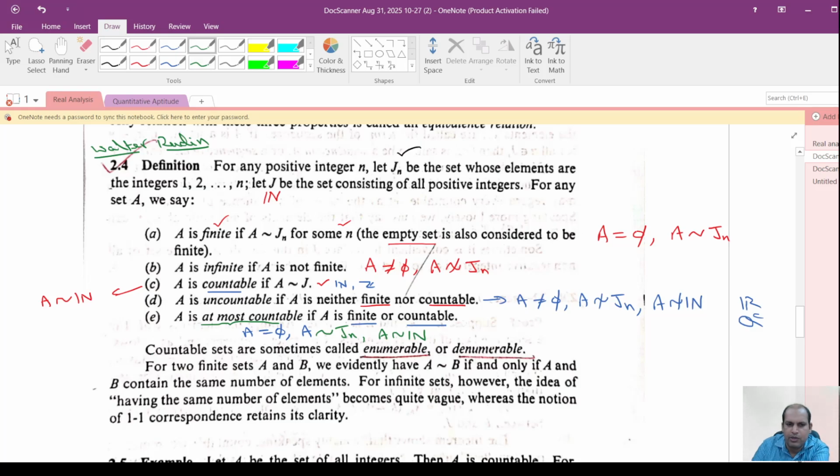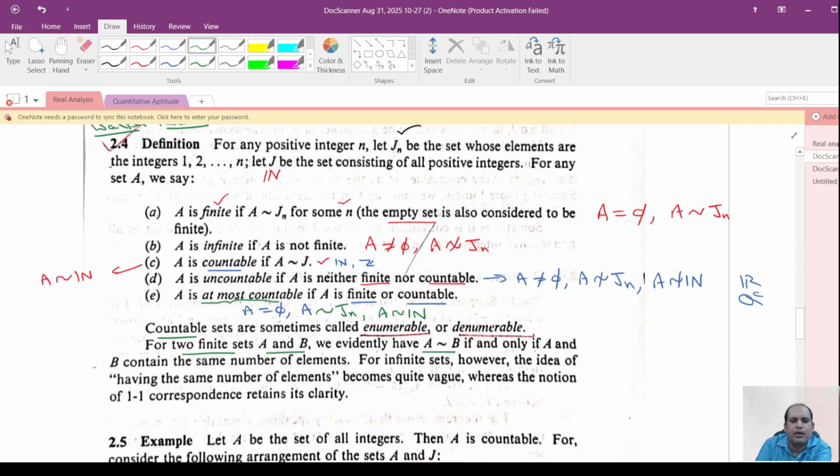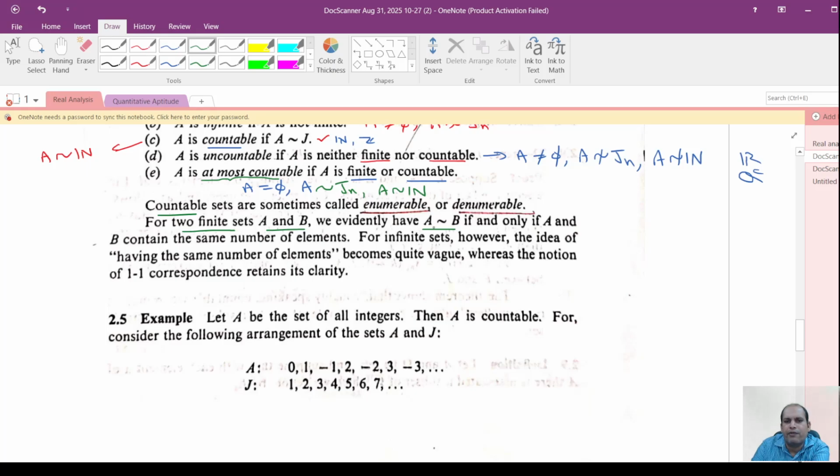Now there are properties. Countable sets are sometimes called enumerable or denumerable. For two finite sets A and B, we evidently have A similar to B, or A equivalent to B. This is the notation for equivalent, that is, there should be a 1:1 correspondence between the two sets, which we call equivalent. So A is equivalent to B, or similar to B, if and only if A and B contain the same number of elements. But here there is a very important remark: for infinite sets, the idea of having the same number of elements becomes quite vague, whereas the idea of 1:1 correspondence retains its clarity.